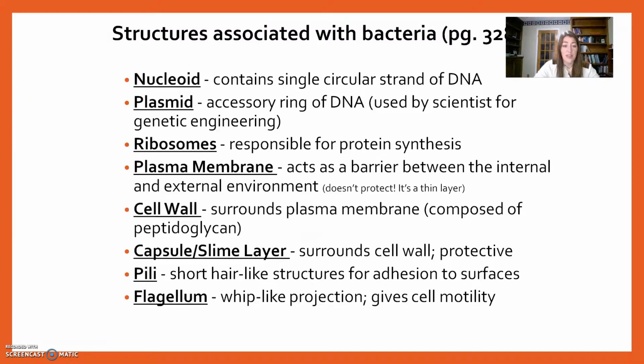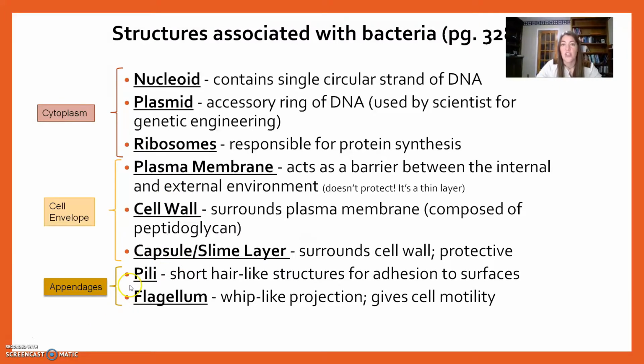And then you have something called the pili. This is a short hair-like structure, and it's used to adhere to different surfaces. And then you have the flagellum. This is the whip-like projection, and this is how it moves. It kind of uses it to swim through whatever surface it's in. Now, these three up here, the nucleoid, the plasmid, and the ribosomes, all are in the cytoplasm of the cell. This is called the cell envelope. This contains the plasma membrane, the cell wall, and the capsule or the slime layer. And then these are the appendages, what it's used on the external outside to interact with the environment.